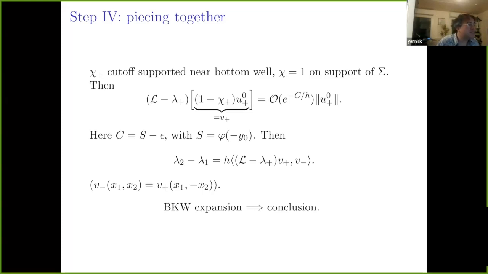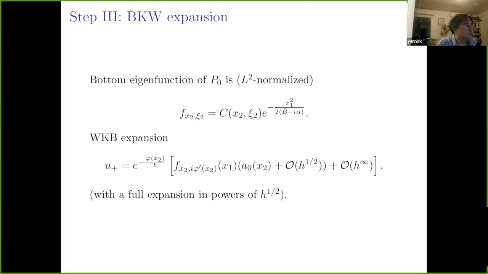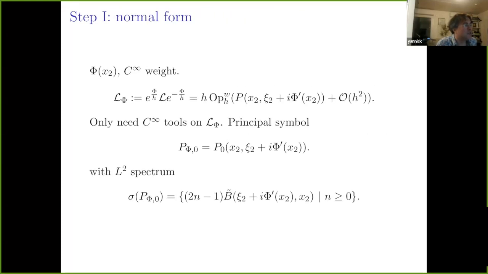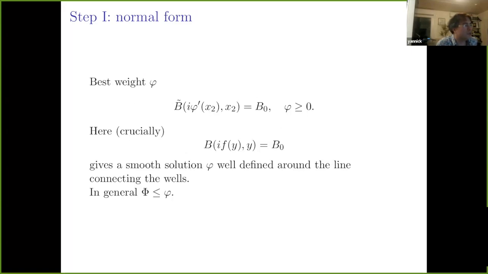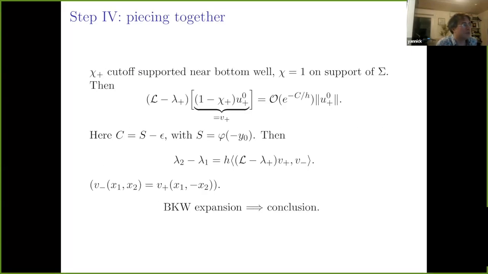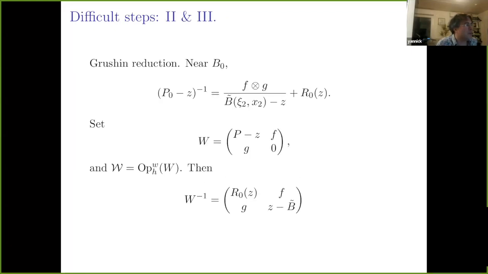Okay, so this last step, there's nothing really exotic taking place here. And what's really important are step 2 and step 3, okay? Because step 1, as I told you, is just a normal form. Step 4 is the usual argument, okay? And so what are we doing in steps 2 and 3? So basically, we're doing this operator valued symbol Grushin reduction.